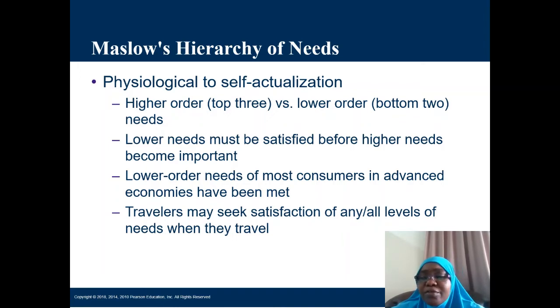So lower needs of most consumers in advanced economies have been met. Hence, they may want to just seek satisfaction by traveling. Okay, when your lower needs are met, then the next thing is for you to take a break. You want to explore. You want to know what is happening in other places. You want to visit other places for you to be able to derive satisfaction.